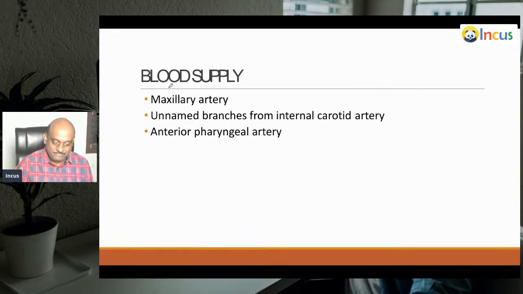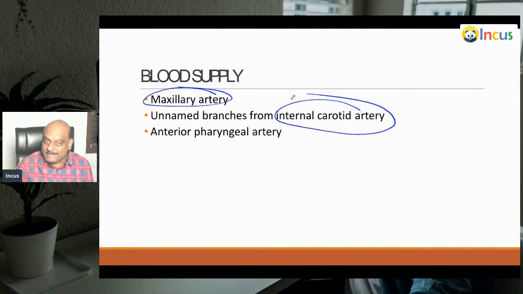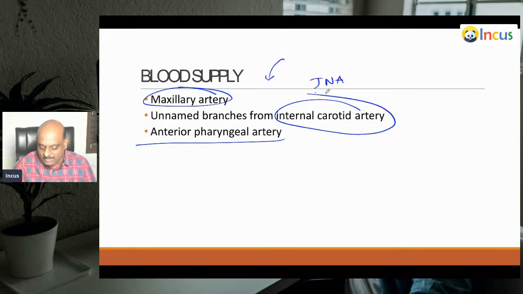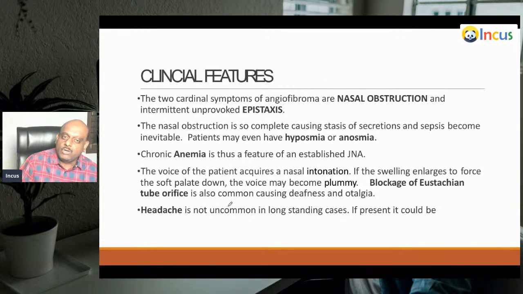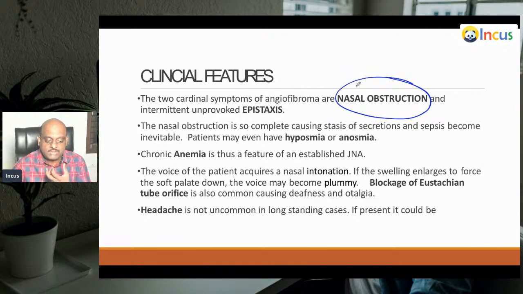What is the blood supply? Maxillary artery, unnamed branches of the internal carotid artery, and anterior pharyngeal artery supply the juvenile nasopharyngeal angiofibroma. Now, what are the two cardinal clinical features of the juvenile nasopharyngeal fibroma? There is nasal obstruction because it's a mass, and it also produces unprovoked intermittent epistaxis, which is what you have to remember.